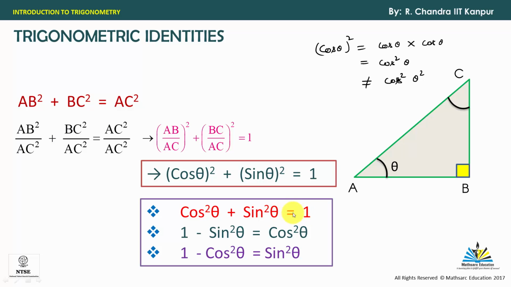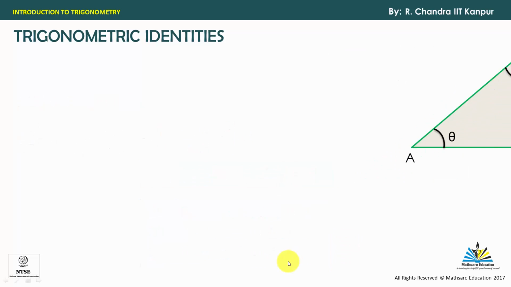And if we rearrange them, if we take sin square theta to that side, then we will have 1 minus sin square theta equal to cos square theta. Similarly, if we take cos square theta to that side, 1 minus cos square theta equal to sin square theta. So these are the same identity, sin square theta plus cos square theta equal to 1, rearranged. We can apply any one of them whenever required in the question.